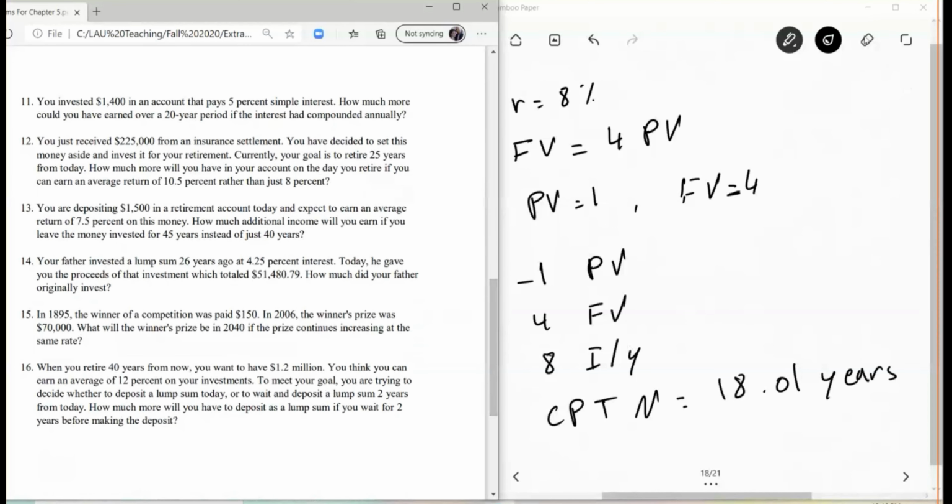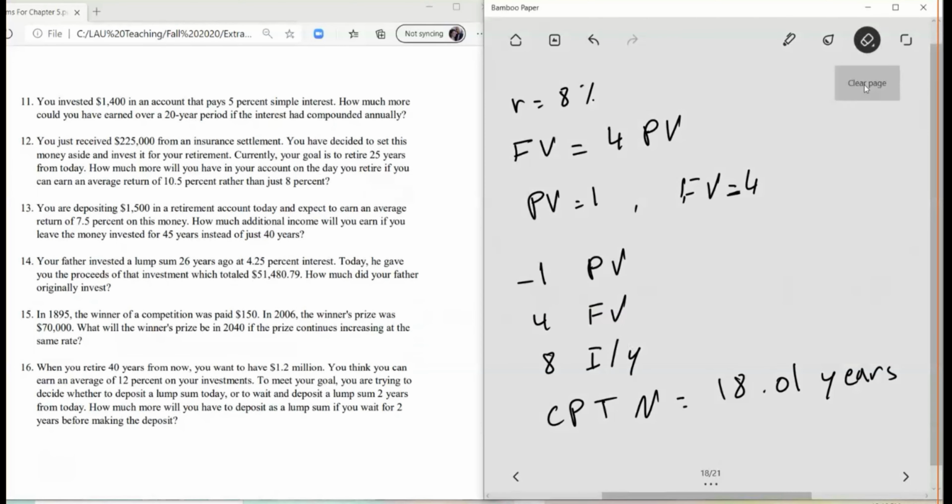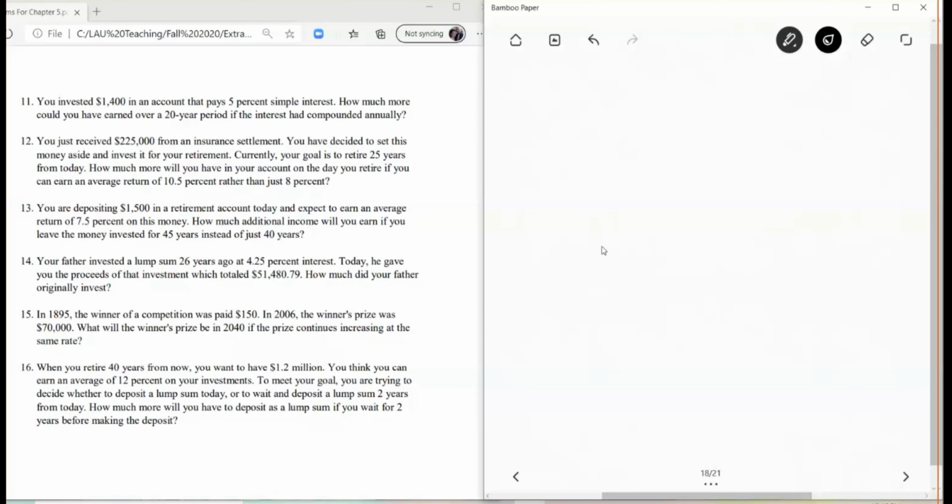Number 11, you invested $1,400 in an account that pays 5% simple interest. How much more could you have earned over a 20-year period if the interest had compounded annually? So here I need to compute first the future value using simple interest, then I compute the same future value using compound interest, and I find the difference between the two values.